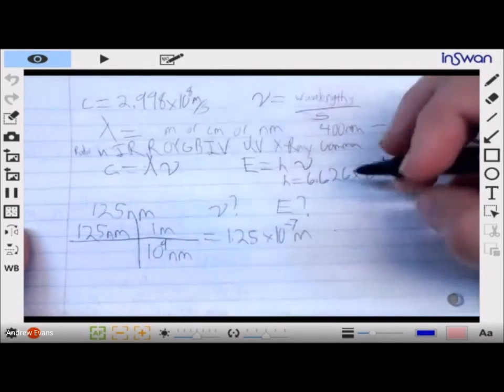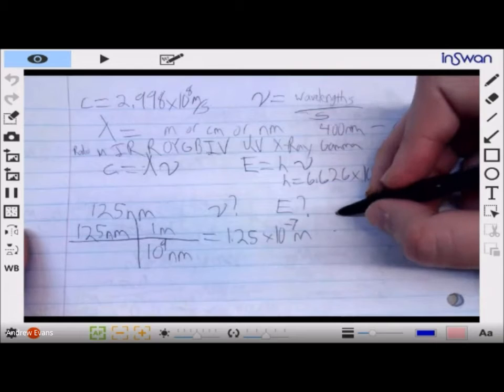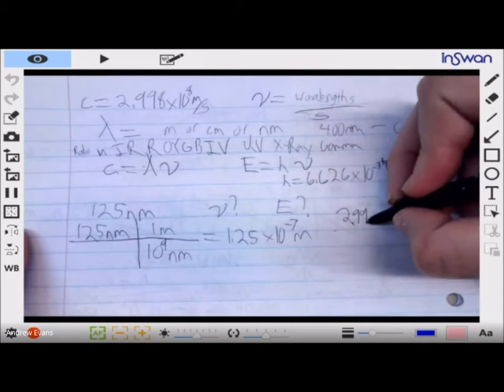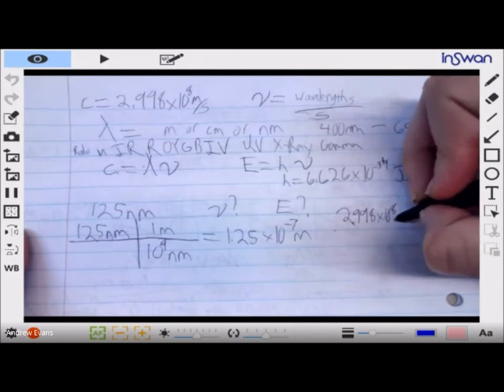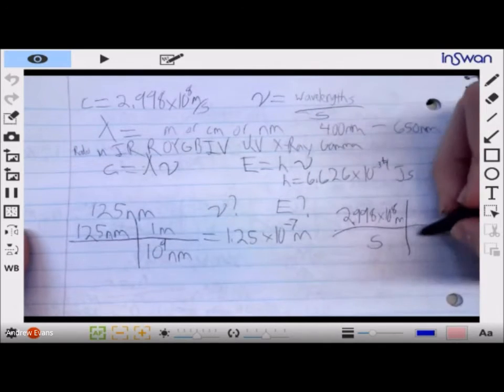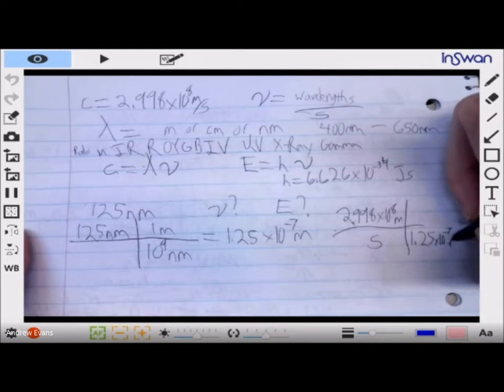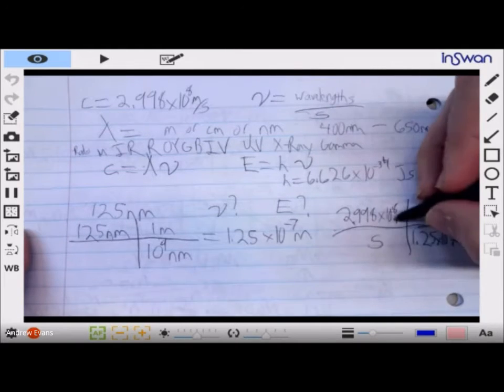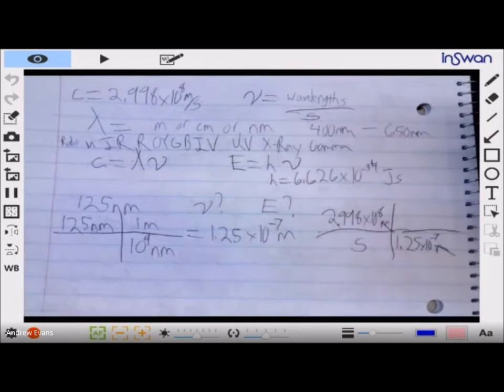Now, to solve for our frequency, we're going to take 2.998 times 10 to the 8th meters per second and divide this by 1.25 times 10 to the negative 7th meters. What that's going to give us is units of inverse seconds. The hardest part here is making absolutely sure that you're dividing by 10 to the negative 7th and not multiplying by 10 to the negative 7th, or you're going to get a number that's 10 to the 14th off.